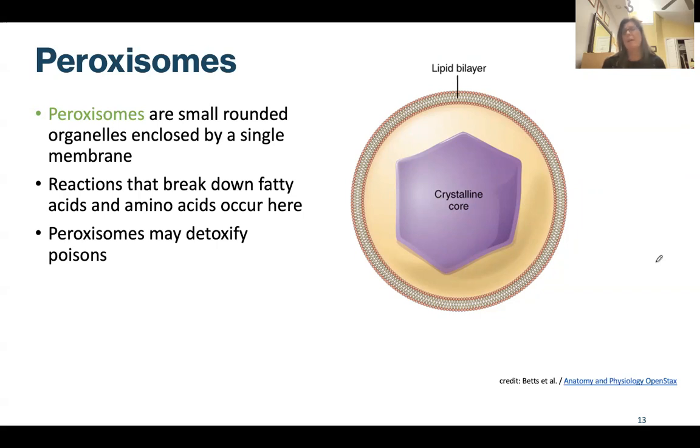Some of these byproducts are hydrogen peroxide. We cannot use hydrogen peroxide. It is corrosive, as you know, and can do some nasty things to your cell. And so the peroxisomes will take care of that waste.